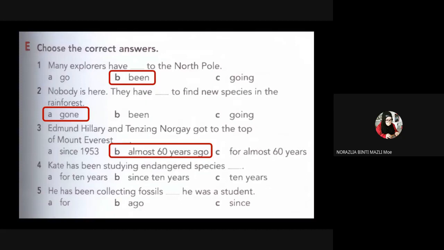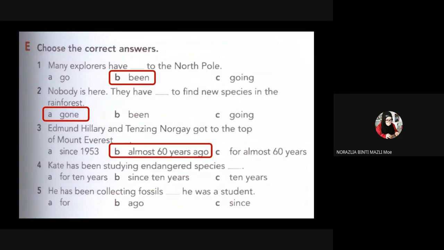Kalau kita kata since 1953, benda tu masih jadi. Contohnya restoran kan. Restoran kan kita selalu nampak since 1980, nak tunjukkan yang restoran ni lama gila kan macam tu. So nak kata dia authentic lah, very high quality lah macam tu. Tapi yang ni dia kata dia pergi ke top of Mount Everest tu. Kalau dia kata for almost 60 years, so maksudnya benda tu masih lagi. So the answer will be almost 60 years ago.